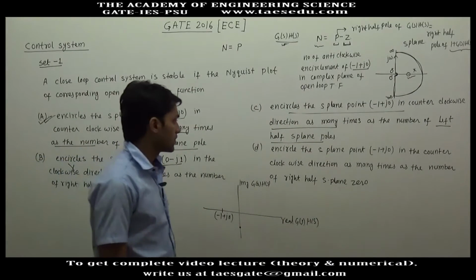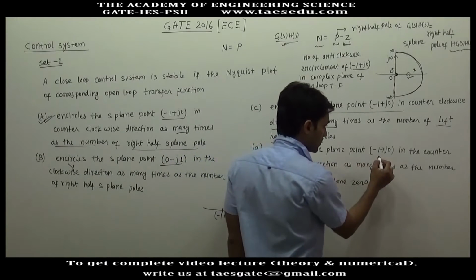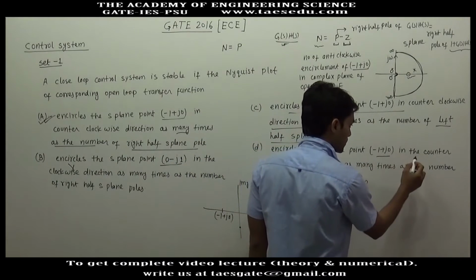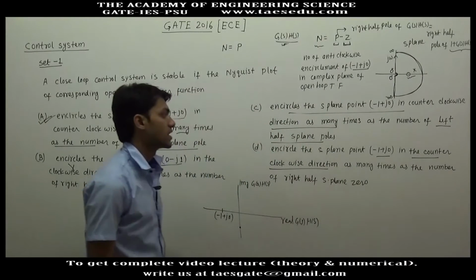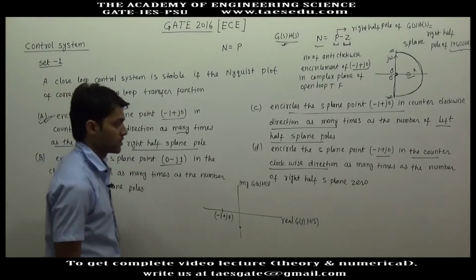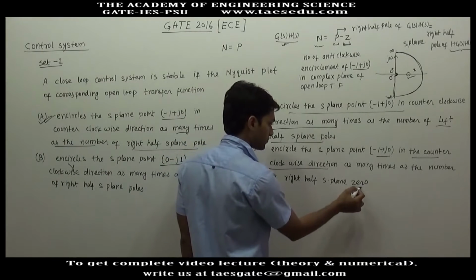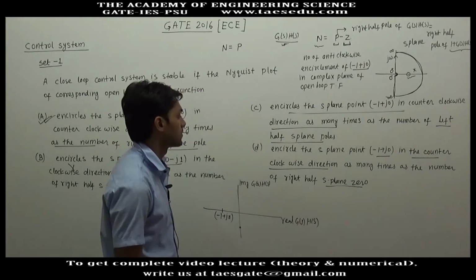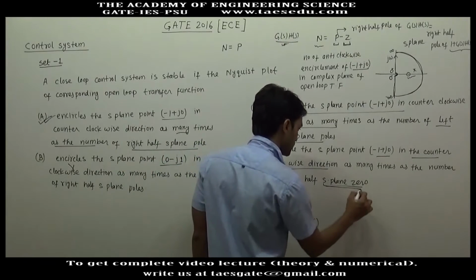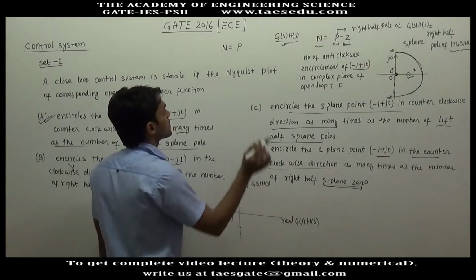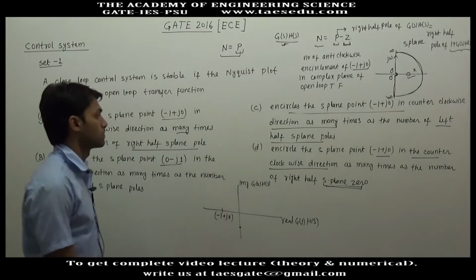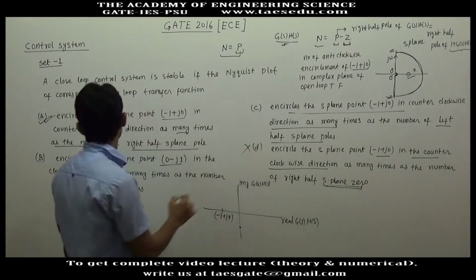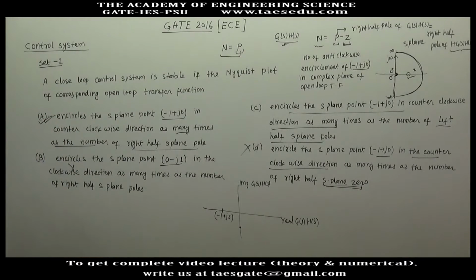In the D option, it encircles the S plane point -1 plus J0 in the counterclockwise direction as many times as the number of right half S plane zeros. So it talks about S plane zeros, but for stability N should be equal to the right half S plane poles. So this option is also wrong. So A will be the correct option.